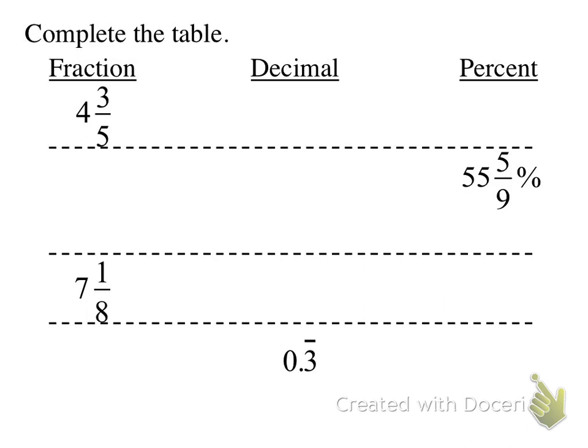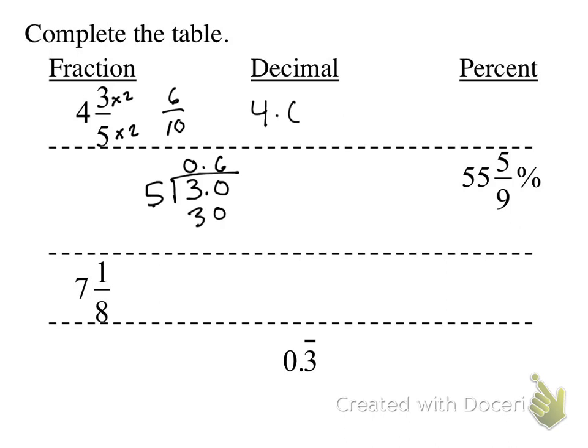So there's a couple ways you could do it. You could say 5 times 2 and 3 times 2 is 6/10, right? You could also take the top dog, 3, put it in the doghouse, and divide by 5. 5 goes into 3 0.6 times, right? So it's 4.6. Just convert the fraction.